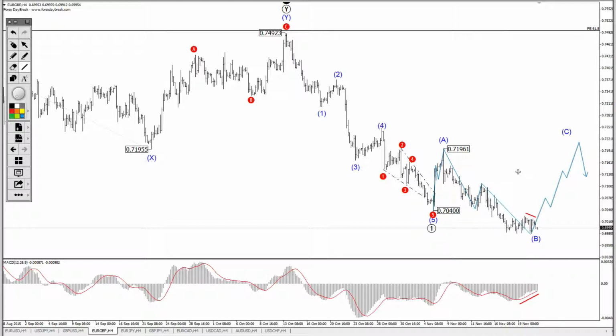If there is continuation for the decline and we can start to make out a 5-wave structure, this is of course a possibility. Then my labeling is probably not correct, and we can expect more downside on Euro Pound.